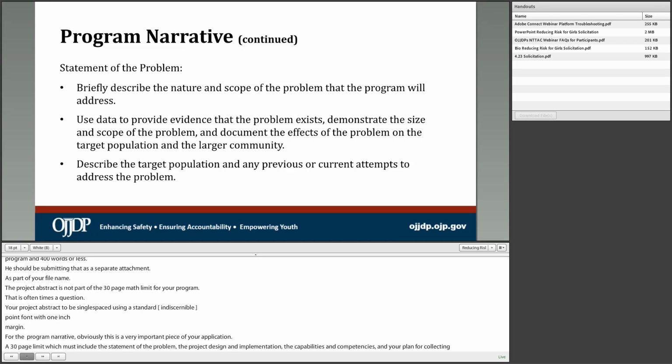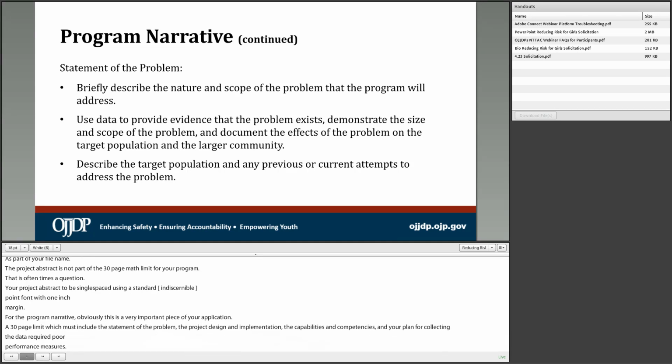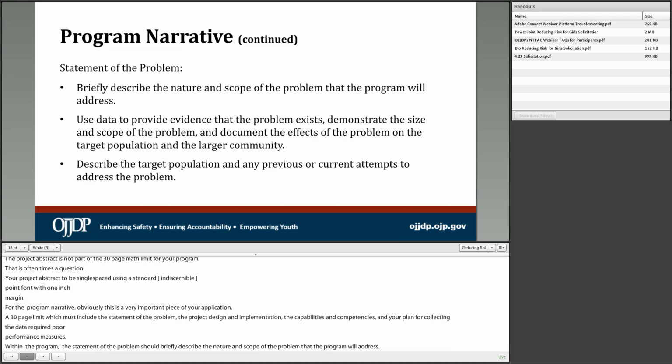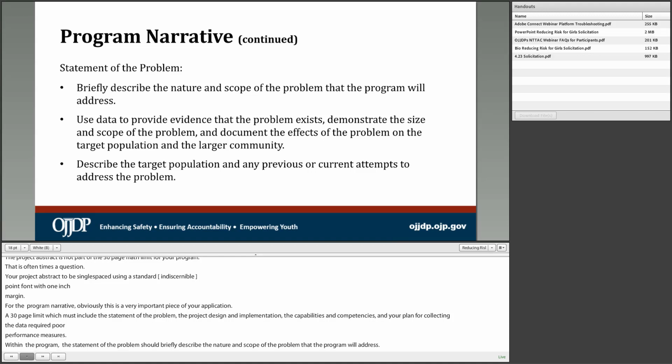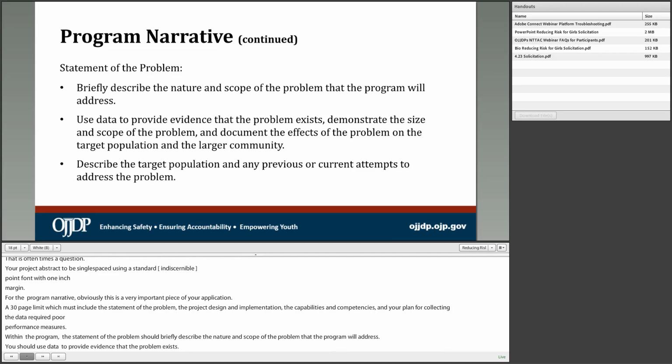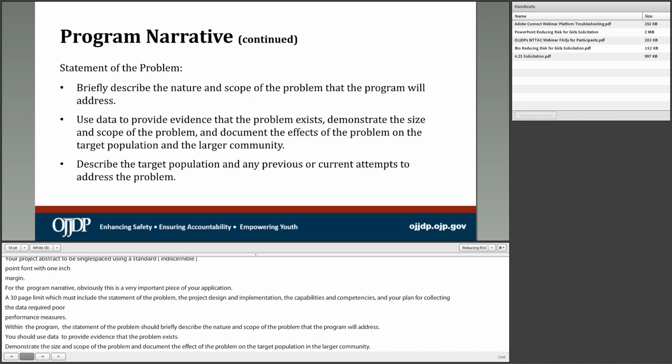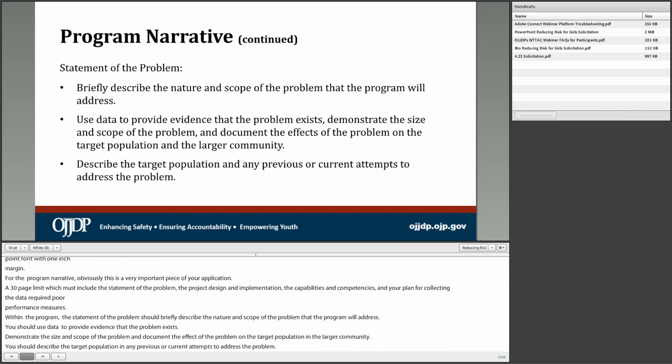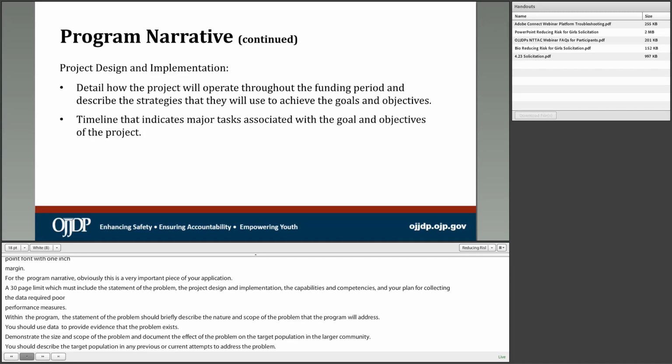All right, so within the program narrative, the statement of the problem should briefly describe the nature and scope of the problem that the program will address. You should use data to provide evidence that the problem exists, demonstrate the size and scope of the problem, and document the effects of the problem on the target population and the larger community. You should describe the target population and any previous or current attempts to address the problem. This information you can find on page 9 of the solicitation.